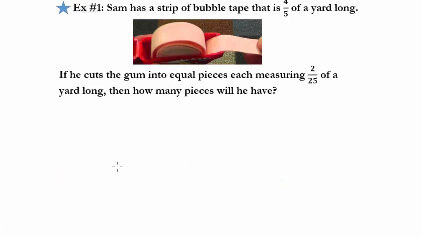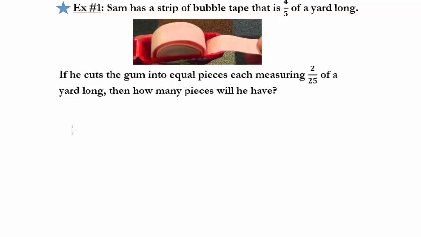Example number 1. Sam has a strip of bubble tape that is 4/5 of a yard long. Here's a picture of bubble tape. I don't know if they still sell that anymore. It was very big when I was growing up. If he cuts the gum into equal pieces, each measuring 2/25 of a yard long, then how many pieces will he have? Okay, so we can do this algebraically.